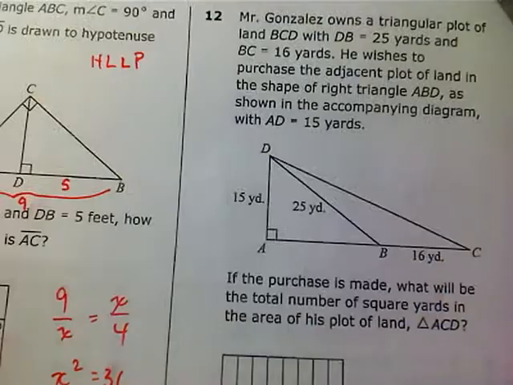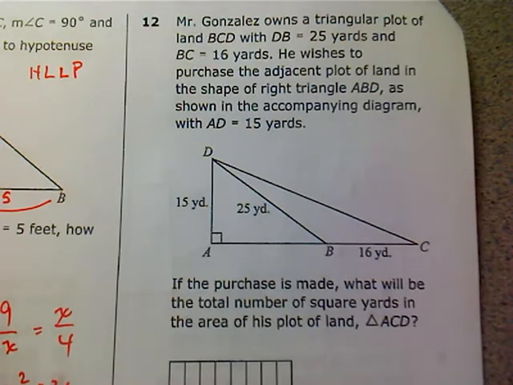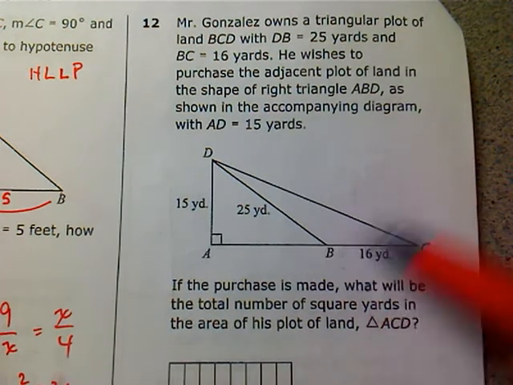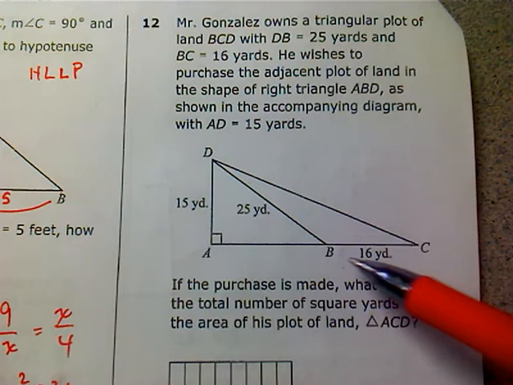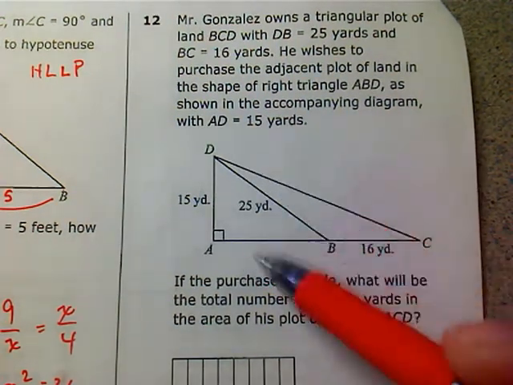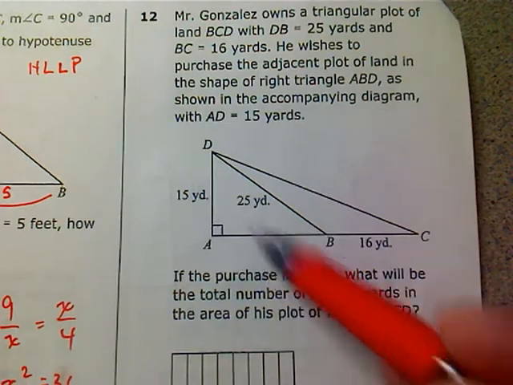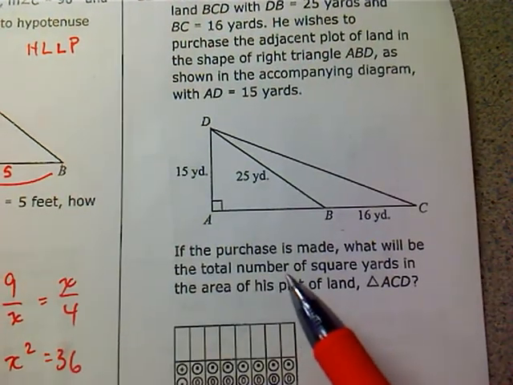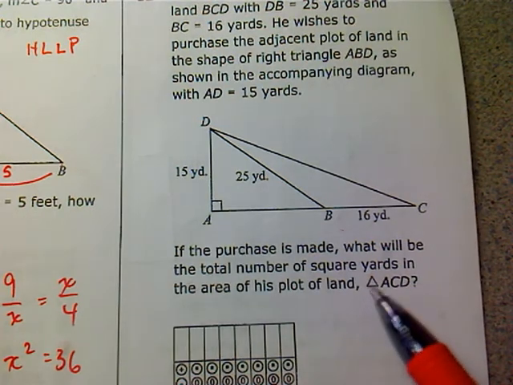Number 12. Mr. Gonzalez owns a triangular plot of land BCD, this triangle, with DB is 25, BC is 16. They've labeled that for me. He's going to buy this adjacent right triangle plot of land where AD is 15. What's the total number of square yards in the area of his plot of land?